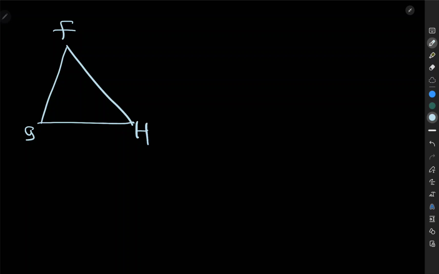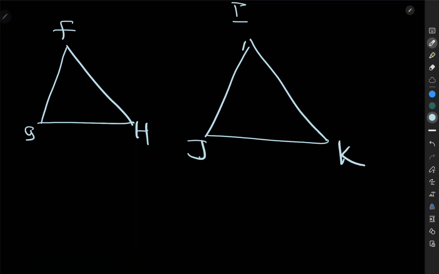Okay, so another way we can deduce congruency is if we're given another triangle, like this, and we're told that that's FGH, and we're given another triangle, and we're told that's IJK. If we're told that GH is equal to JK, and we're also given that FH is equal to IK, and then we're also given that this angle right here is equal to this angle, then we can assume that those two triangles are congruent.